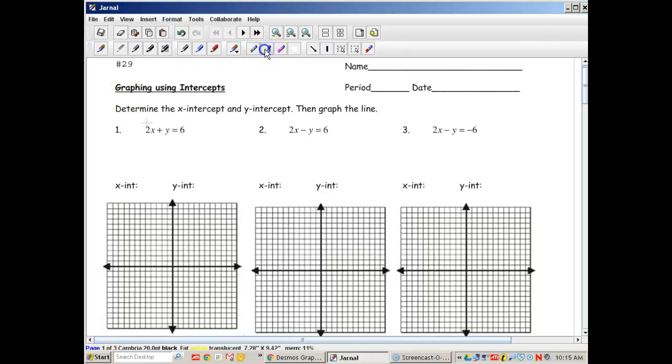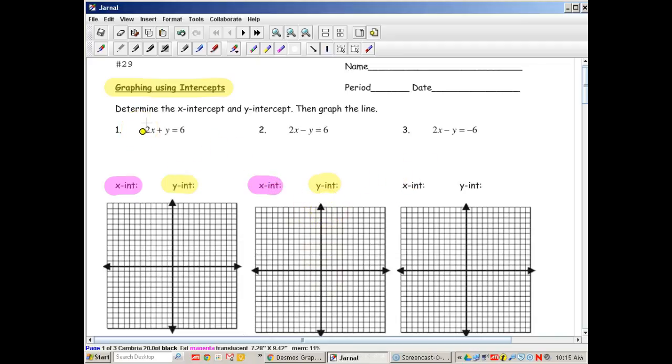The title here is called Graphing Using Intercepts. Now, we've only focused on a y-intercept, right? Because that's part of slope-intercept form. The intercept of slope-intercept stands for the y-intercept. But there also exists an x-intercept. There's two axes, so there's two intercepts.